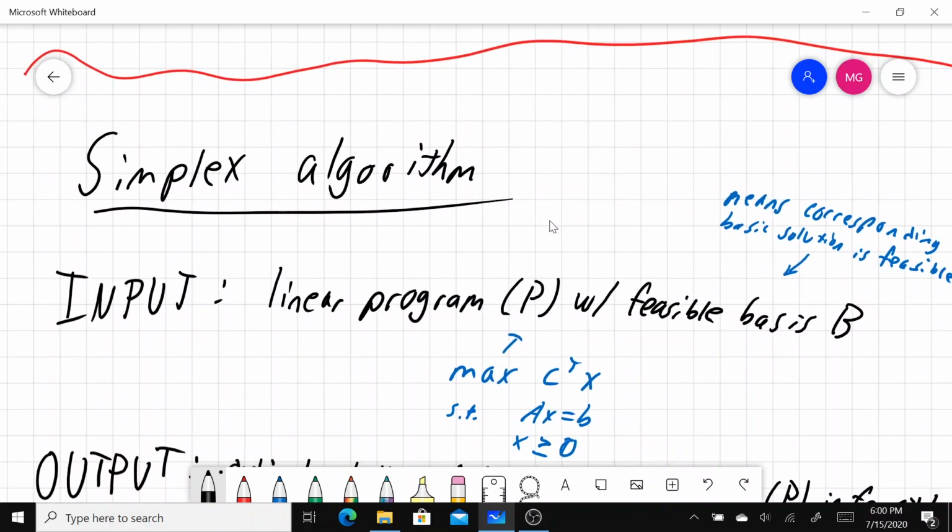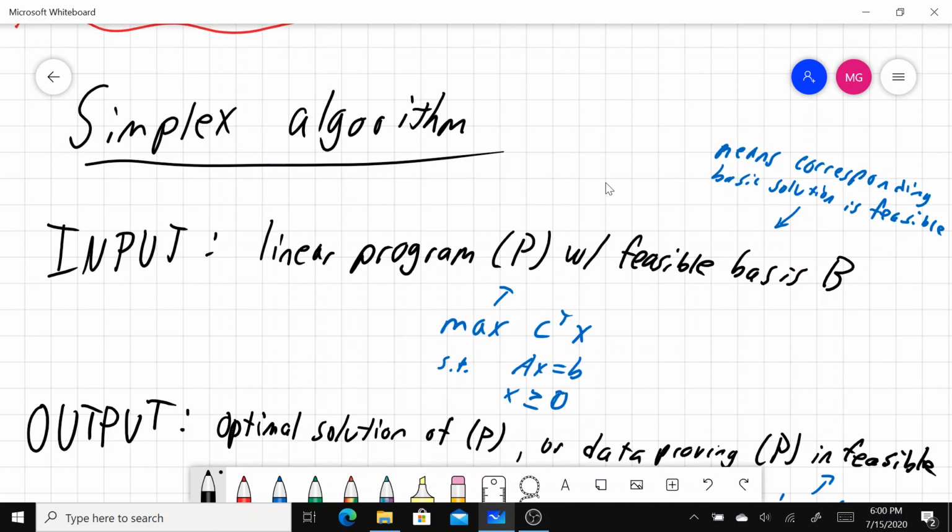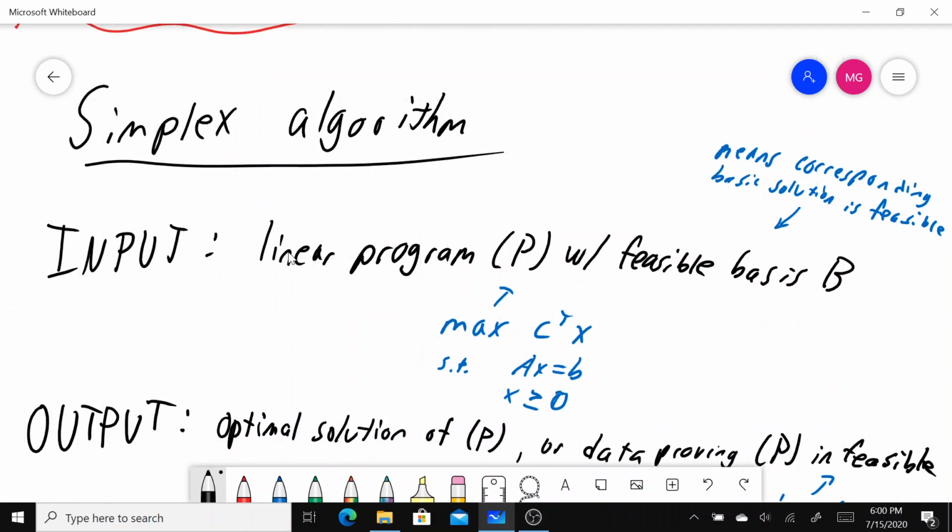The simplex algorithm, this is just for fun, really, so you can see compactly what the computerized, pseudocode version of it would look like. Input is a linear program, P, of this form. I named the linear program P just so I don't have to keep saying linear program. Then we have a feasible basis B. By feasible basis, I mean that there's a corresponding basic solution to B, and that corresponding basic solution is feasible. That's what it means to be a feasible basis. It's equivalent to having the basic feasible solution, because if you have a feasible basis, you just take the basic solution, which we know how to do, and that's the basic feasible solution.